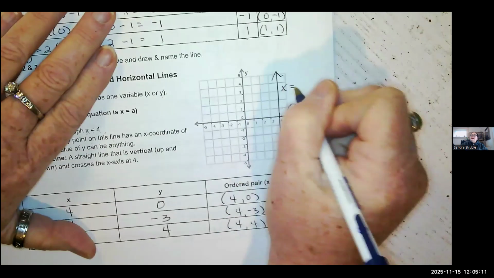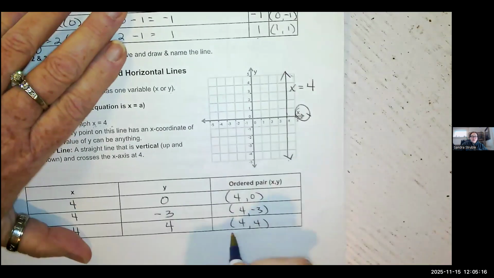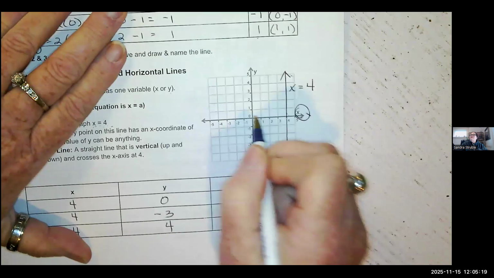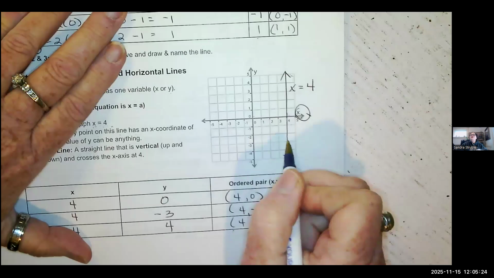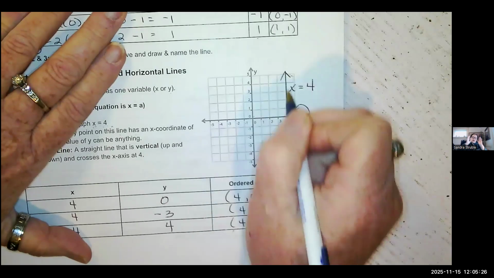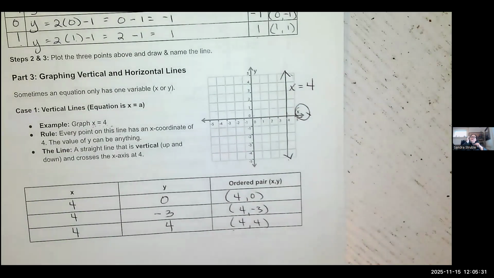Okay. Now let's check to see if all of these ordered pairs are on this line. 4, 0, yep. 4, -3, yep. And 4, 4. Over 4 and up 4, sure is. Fantastic. So x equals 4 is a vertical line that goes through the x-axis. It doesn't go through the y-axis unless it's x equals 0, and that is the y-axis. It's a vertical line up and down that crosses the x-axis at 4. Please make sure you understand that.